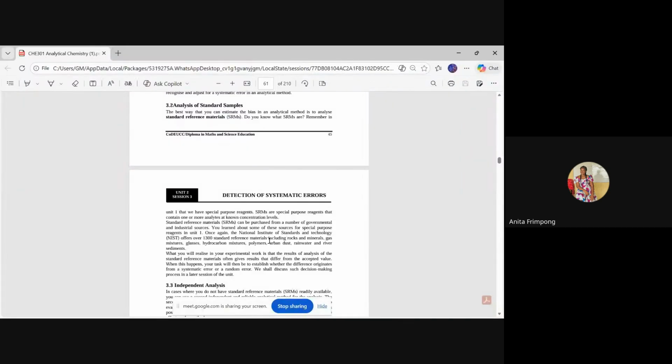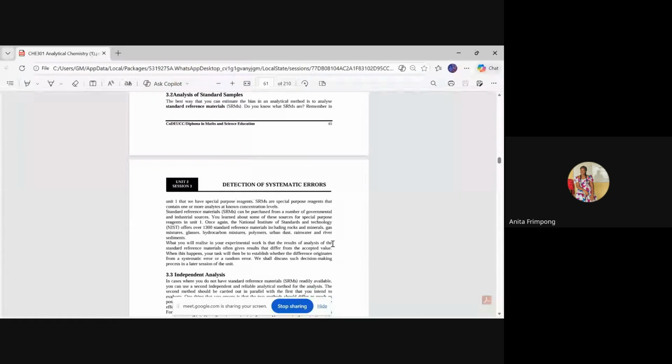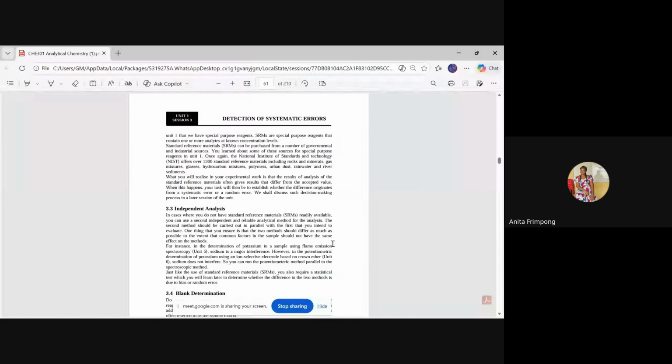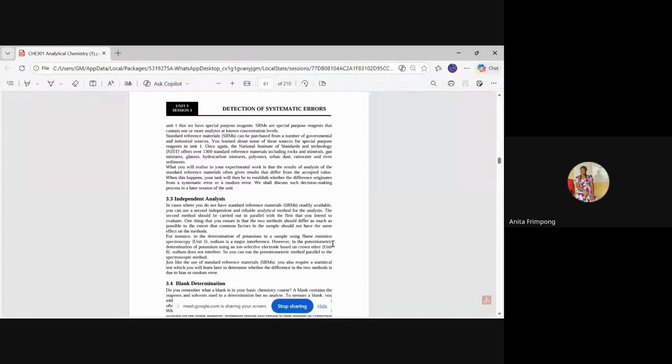What you will realize in your experimental work is that the results of analysis of the standard reference materials often give results that differ from the accepted value. When this happens, your task will then be to establish whether the difference originates from a systematic error or a random error. We shall discuss such decision-making process in a later session of the unit.